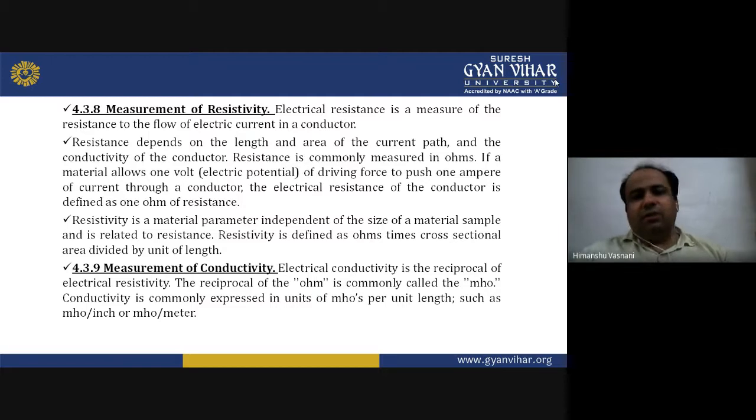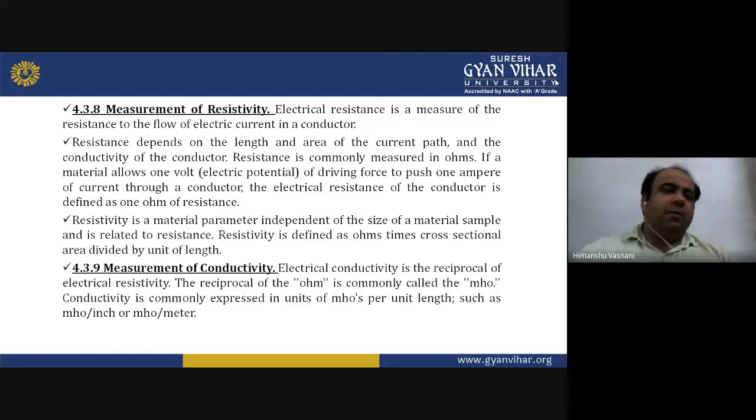So resistance depends upon the length, the area of the current path, and the conductivity of the conductor. These three factors are important. Resistance is measured in ohms, and if 1 volt of driving force pushes 1 ampere of current through a conductor, the resistance of the conductor is defined as 1 ohm. Resistivity is a material parameter independent of the size of a material sample, and it is related to the resistance. Resistivity is defined as ohms times cross-sectional area divided by unit of length.